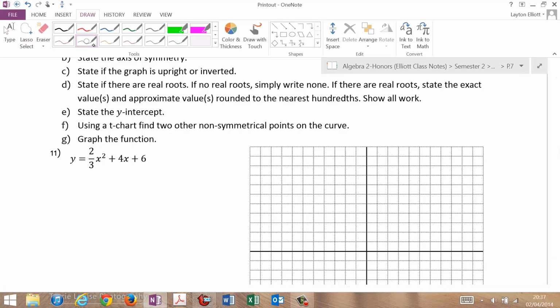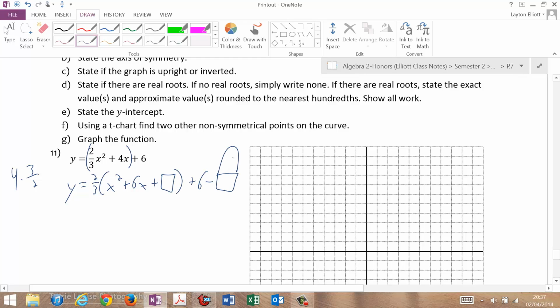Last one. Let's do this. This is a little bit of a challenge one. If I factor a 2/3 out, x squared, dividing by 2/3 is the same as multiplying 4 times 3/2, which gives me 6. So this is plus 6x plus a box, and plus 6 minus that same box with a 2/3 multiplied by it, because we factored the 2/3 out. Half of 6 squared is 9, and 9 there. So I get y is equal to 2/3 x plus 3 quantity squared. Then, let's see, 2/3 of 9 is 6, and 6 minus 6 is 0.